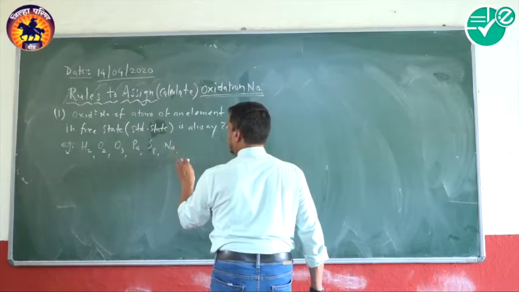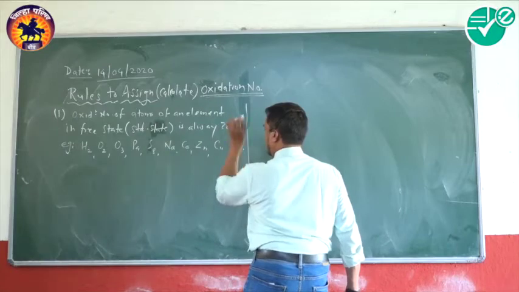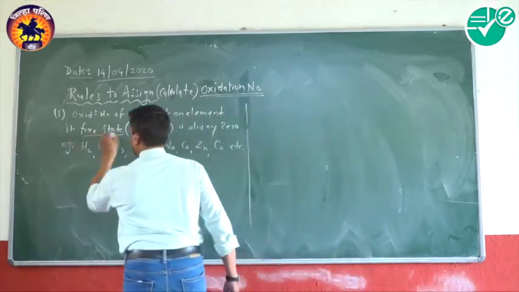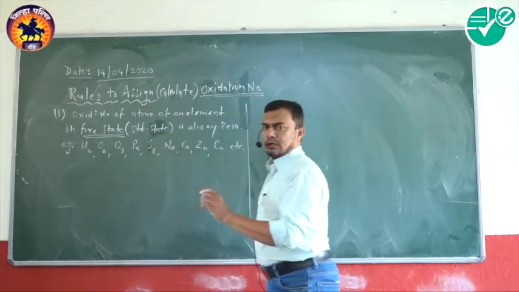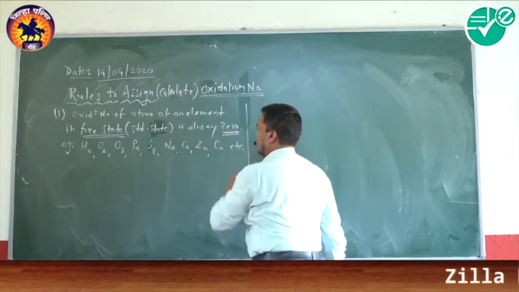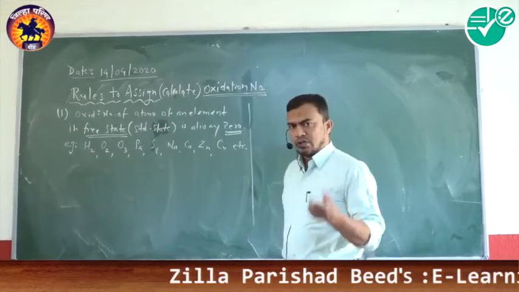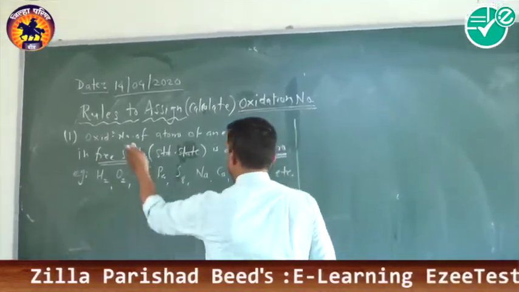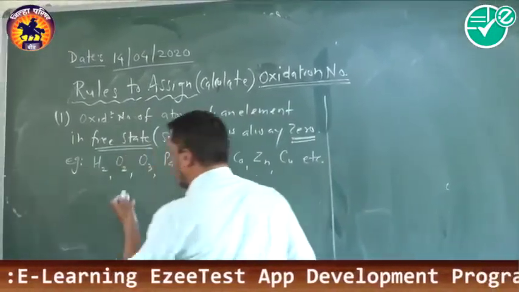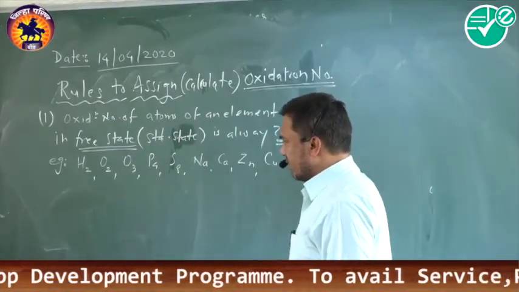Similarly, metals like sodium, calcium, zinc, copper, etc. These elements which exist in the free state, underline the free state, have the oxidation number 0. Remember, all the metals in free state, all the non-metals which are in the molecular form, have oxidation number always 0.